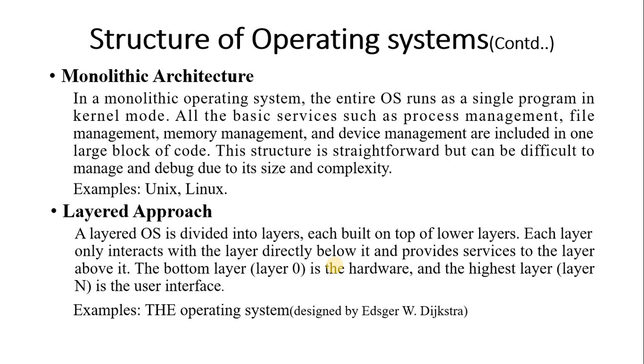The second one we have is the layered approach. As the name itself says, layered. So here you have different layers like layer 0, layer 1, and so on up to layer n, each built on top of the lower layers. Each layer interacts with the layers directly below it and provides services to the layer above it. Normally the bottom layer, that is layer 0, will be the hardware, and the highest layer, that is layer n, will be the user interface. The example of this layered approach is the THE operating system, which was designed by Edsger W.